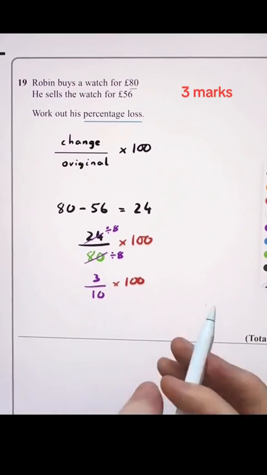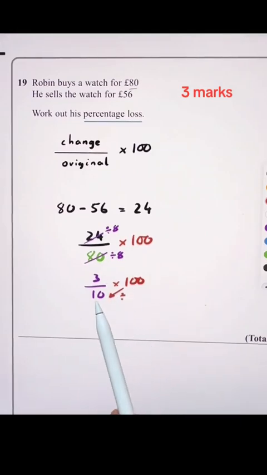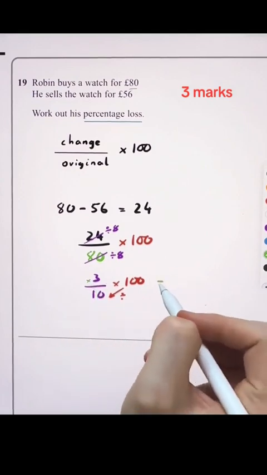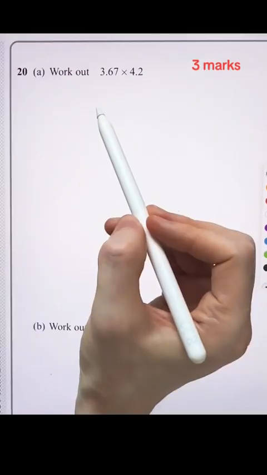When calculating a fraction amount, I can simply divide by the bottom and times by the top. 100 divided by 10 is 10. And 10 times 3 will give us 30. So therefore, his percentage loss is 30%. Question 28.